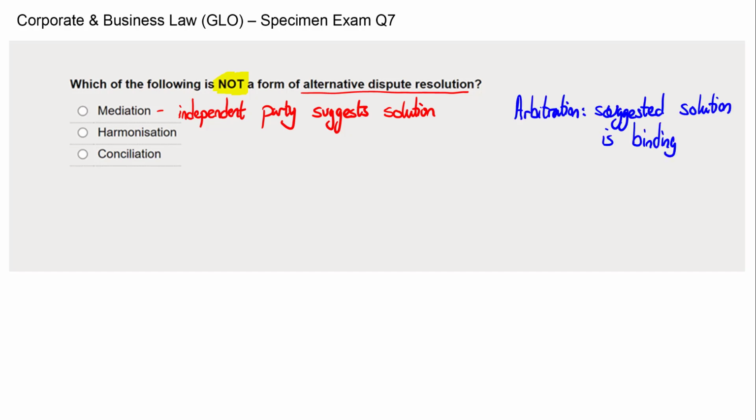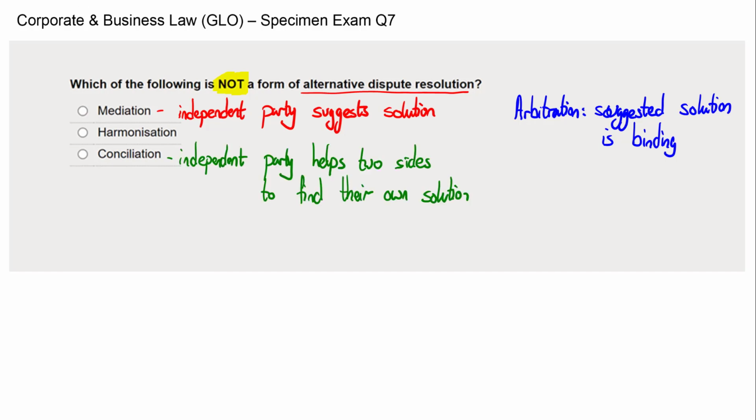Under arbitration, however, the two parties agree before the start of the ADR, the alternative dispute resolution, that they will be bound by the recommendation. But in the case of mediation, the independent party suggests a solution, no obligation for either party to follow it. I'm going to go on to conciliation next.